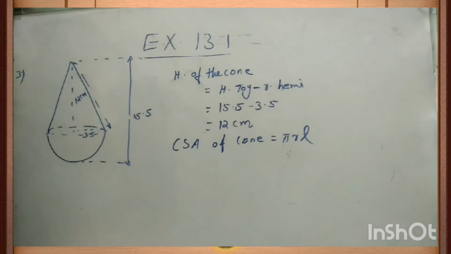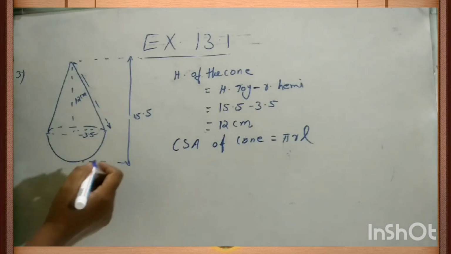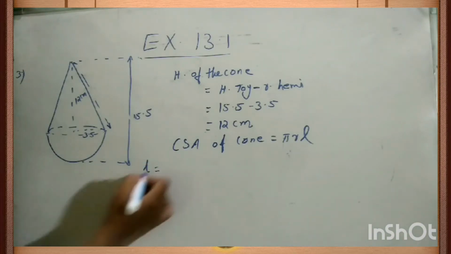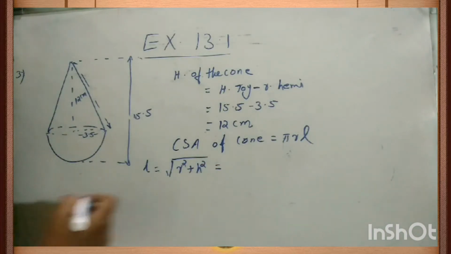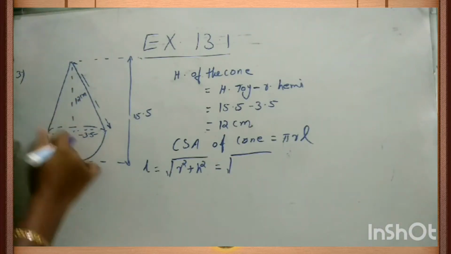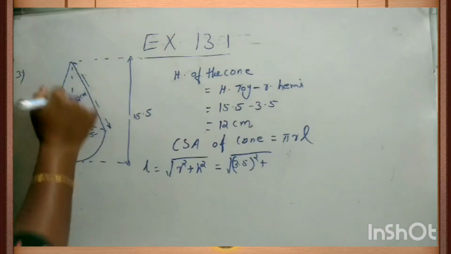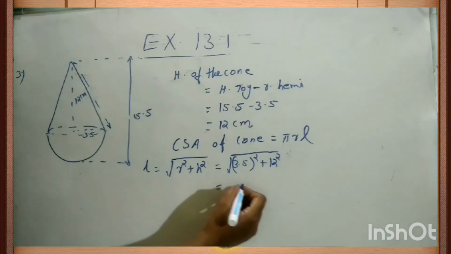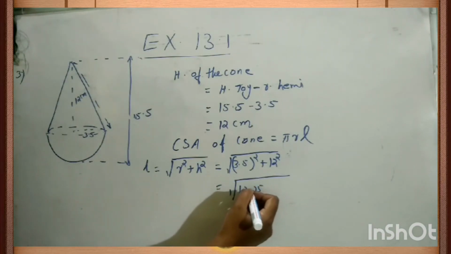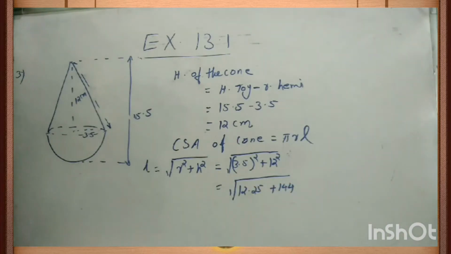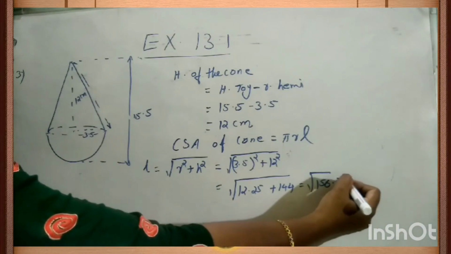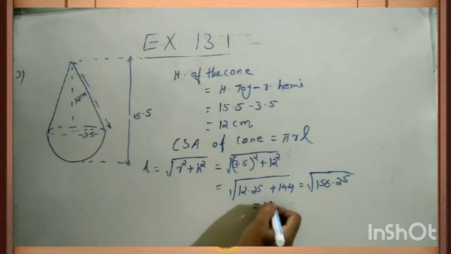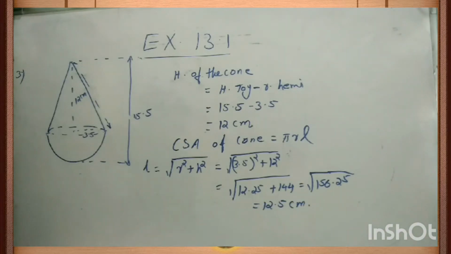Okay, so we have one relationship between this L, R and H, that is L is equal to square root of R square plus H square. L is equal to square root of R square plus H square, and that is equal to square root of, what is the radius of the cone? 3.5 all square plus height of the cone 12 square. And this is equal to square root of 12.25 plus 144, and it is equal to square root of 156.25 is equal to 12.5 centimeter. So we will get the slant height of the cone is equal to 12.5 centimeter.